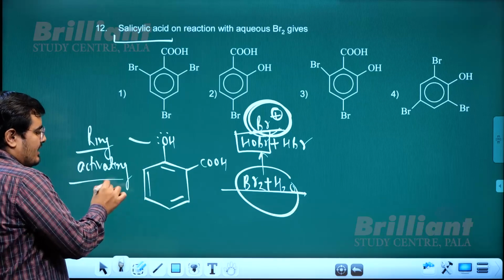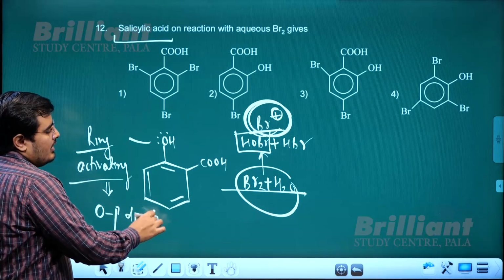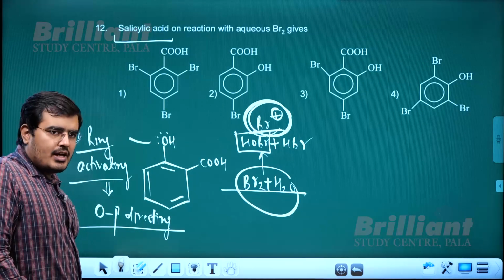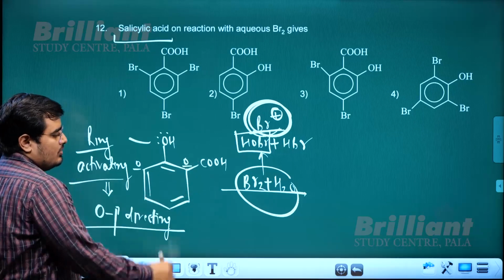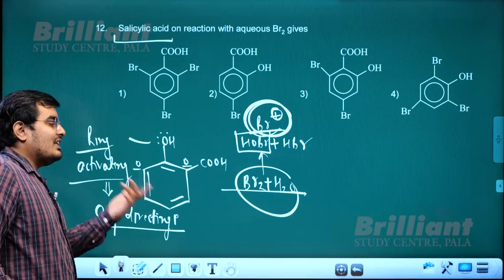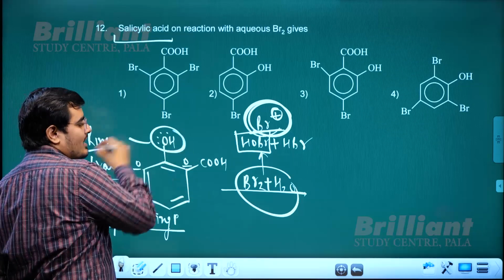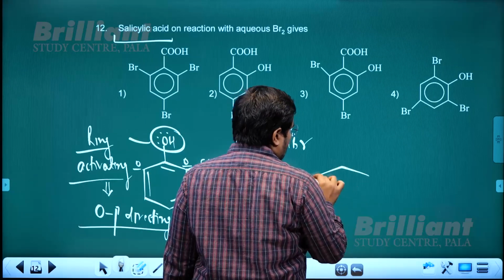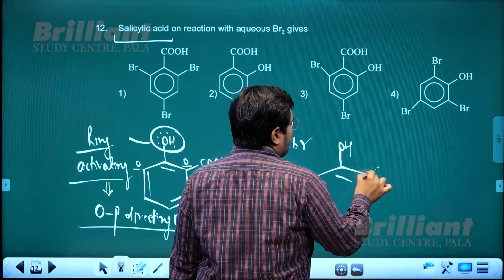And since it is ring activating, this group has to be ortho-para directing in nature. That means it will direct the incoming electrophile at positions ortho or para relative to itself. So we know this is the ortho position, this is the ortho position, and this is the para position. What happens in this case is, due to the increased reactivity of the benzene ring because of this activating group, tribromination happens. A white solid, 2,4,6-tribromophenol, forms.